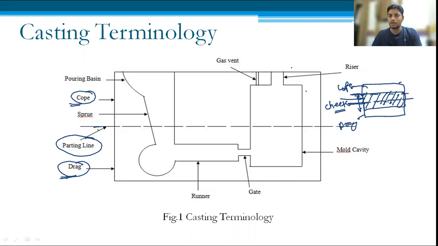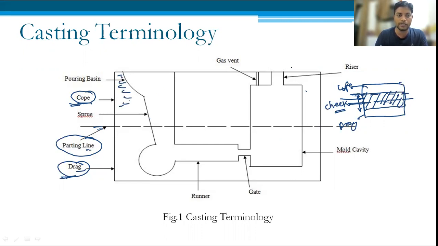Okay, so this is a cheek. Now, if three elements are required, then we call them these three elements, but here I'm just using two only. This is a cope and this is a drag, and the parting line divides both cope and drag equally.